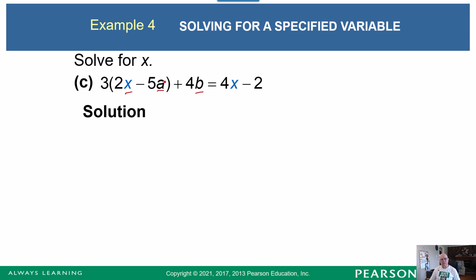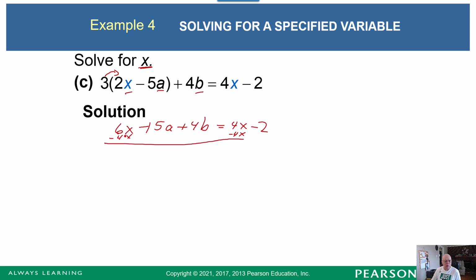So, first of all, remember we want to end up with X on one side. So the first thing we're going to do is distribute that 3 across the parentheses. So we'll have 6x minus 15a and 4b plus 4b equals 4x minus 2. All right, that's a good start. Now I want all the x's on one side, so I'm going to subtract 4x, subtract 4x.